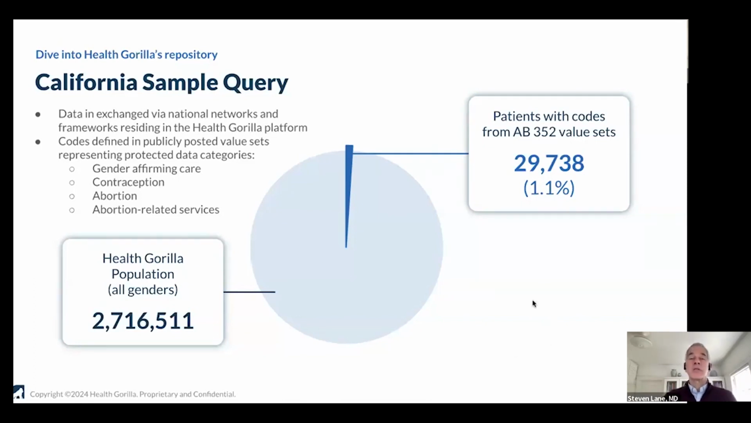So I think what this tells you is that even though, as Lisa said, 1 in 4 women will have an abortion by the age of 45 in this country, the codified data is available in these value sets a small proportion of the time.